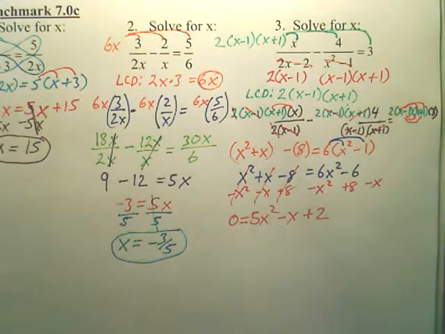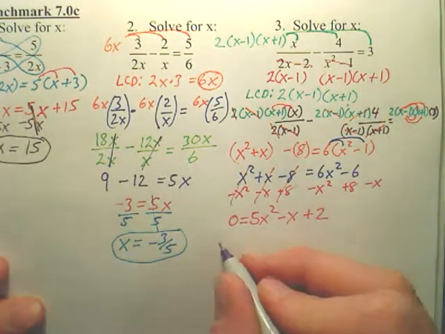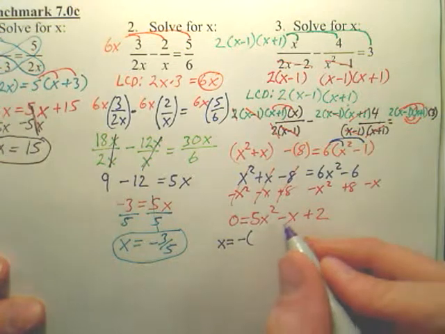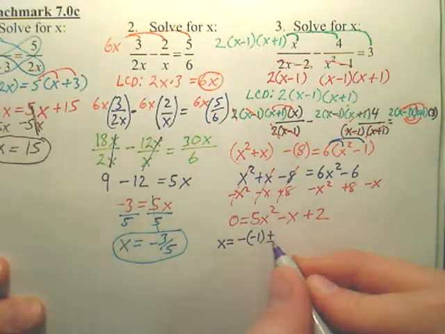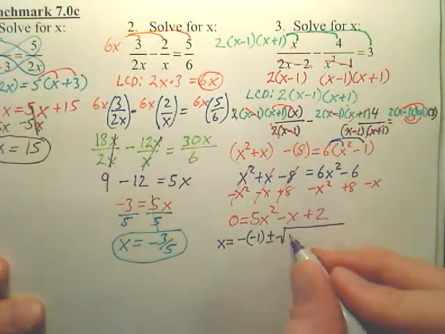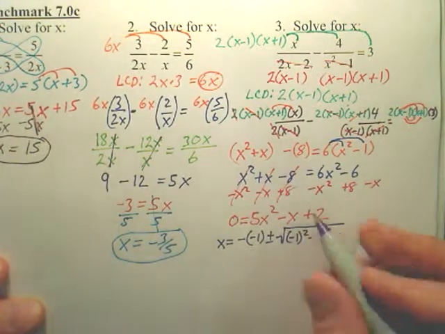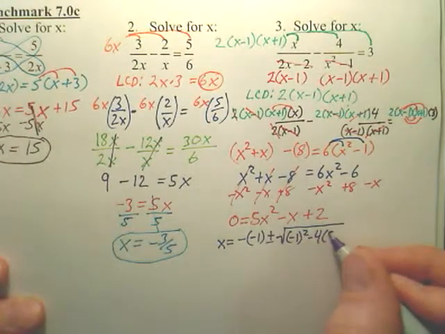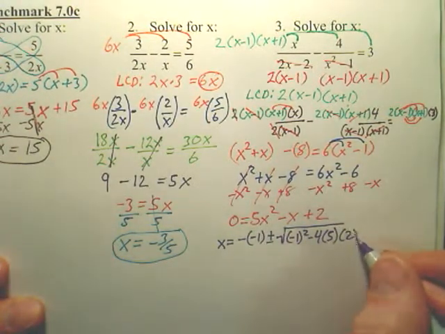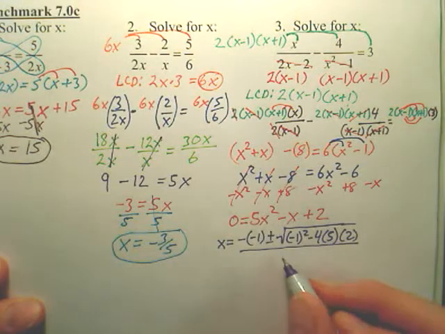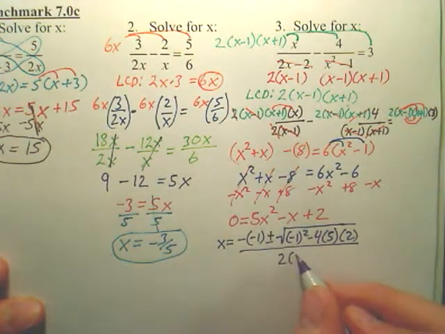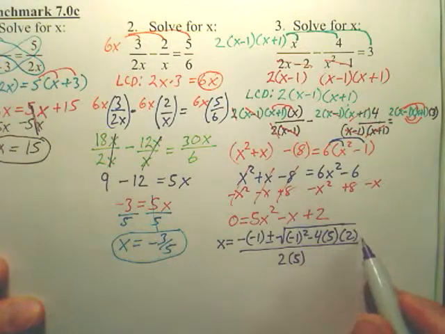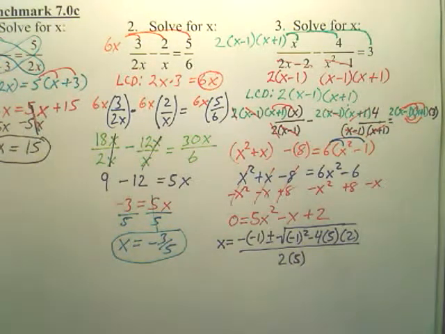And then we solve this. I can't factor it, so I've got to use the quadratic formula. The quadratic formula is x equals the opposite of b, which is negative 1, plus or minus the square root of b squared, negative 1 squared, minus 4 times a, which is 5, times c, which is 2, over 2 times a, which is 5. So negative b plus or minus the square root of b squared minus 4ac all over 2a.